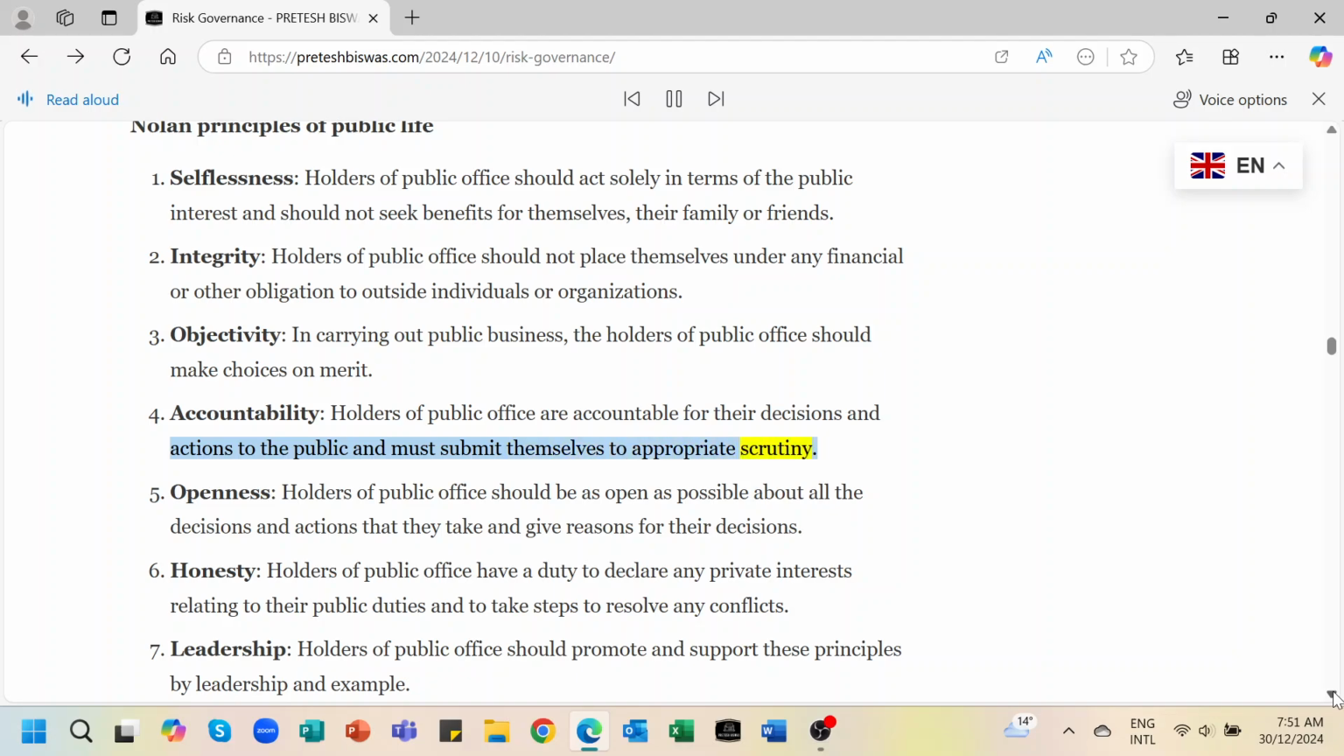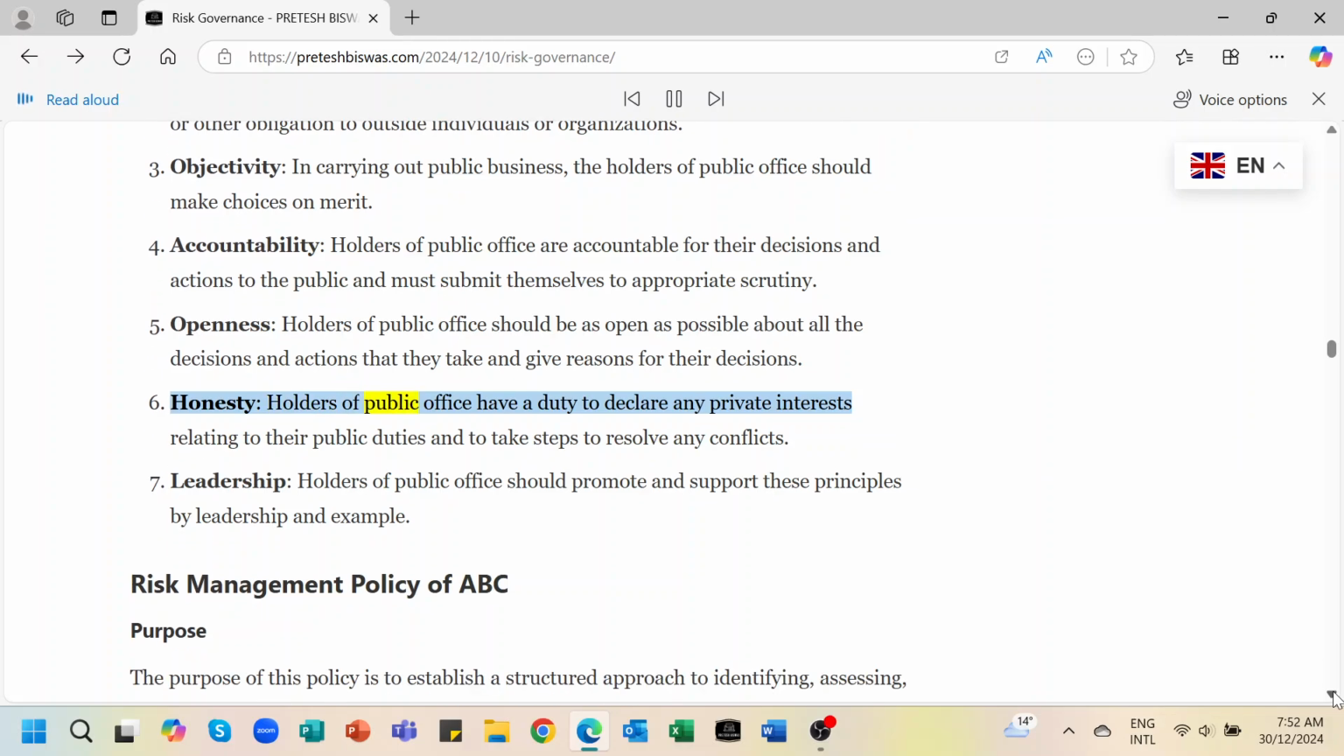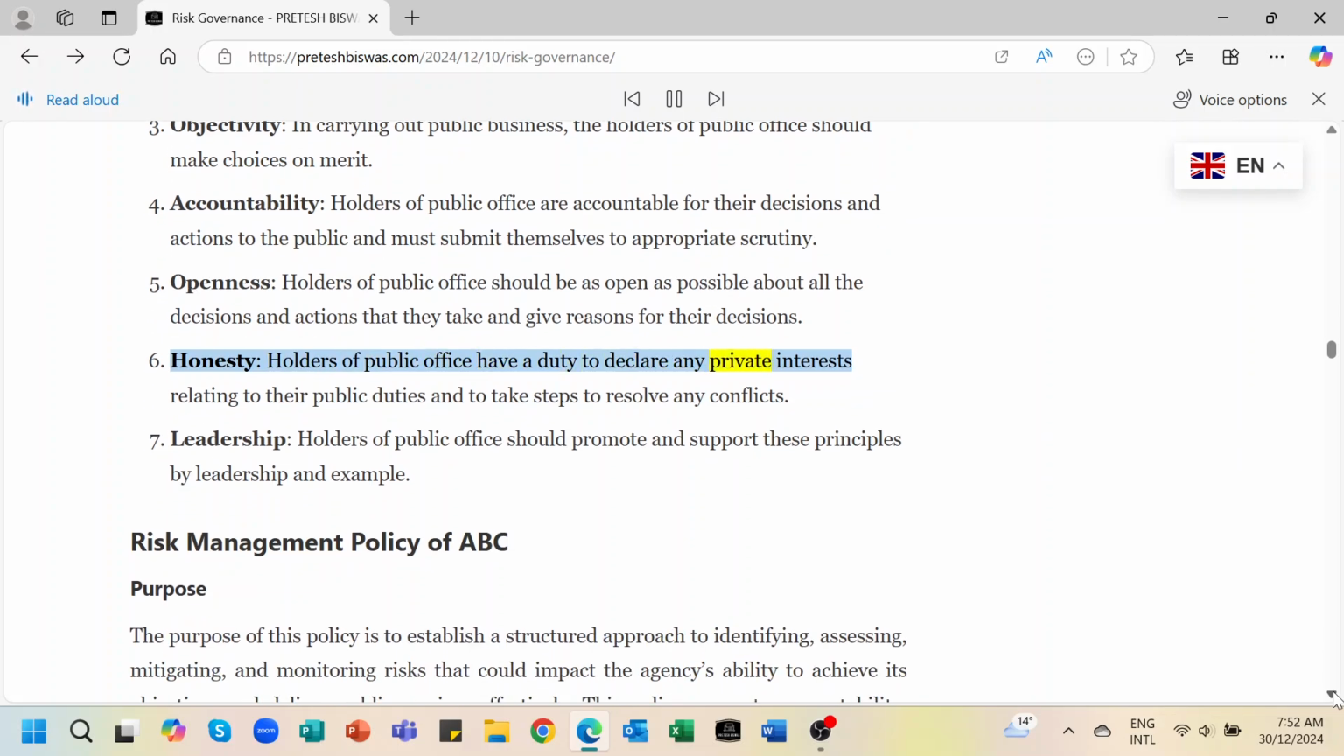Accountability. Holders of public office are accountable for their decisions and actions to the public and must submit themselves to appropriate scrutiny. Openness. Holders of public office should be as open as possible about all the decisions and actions that they take and give reasons for their decisions. Honesty. Holders of public office have a duty to declare any private interests relating to their public duties and to take steps to resolve any conflicts. Leadership. Holders of public office should promote and support these principles by leadership and example.